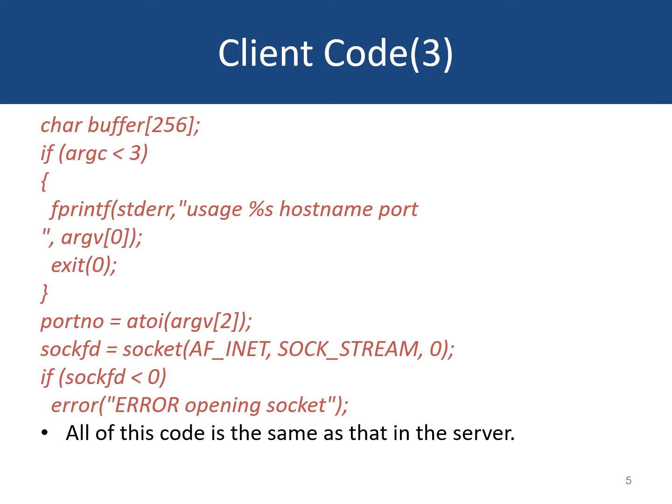Let us continue with the client code. A lot of the code shown over here is very similar to what we have seen in the server code. So once again, we have defined a character buffer of size 256 bytes for sending and receiving messages to the server machine. This if statement over here ensures that when the user executes the client program, the user must pass the host name or the IP address and the port number. At least these two pieces of information are needed.